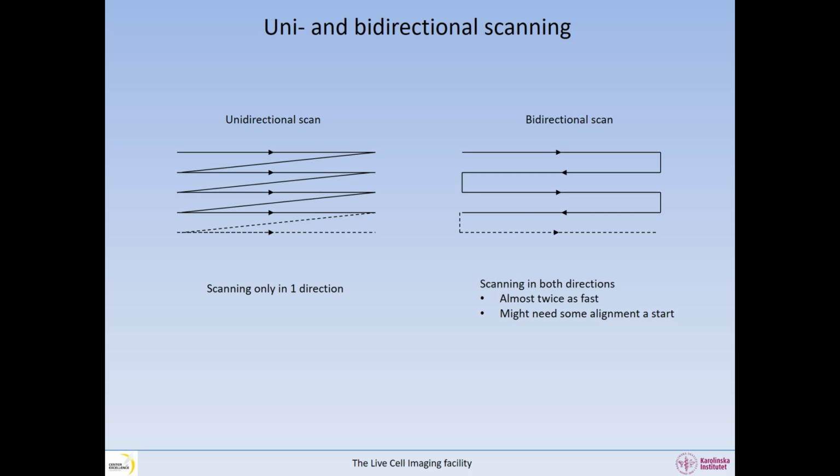Additionally, what we can do is scan a whole line of pixels and then jump back to the beginning of the line and scan again. This is called unidirectional scanning, so we're scanning only in one direction.